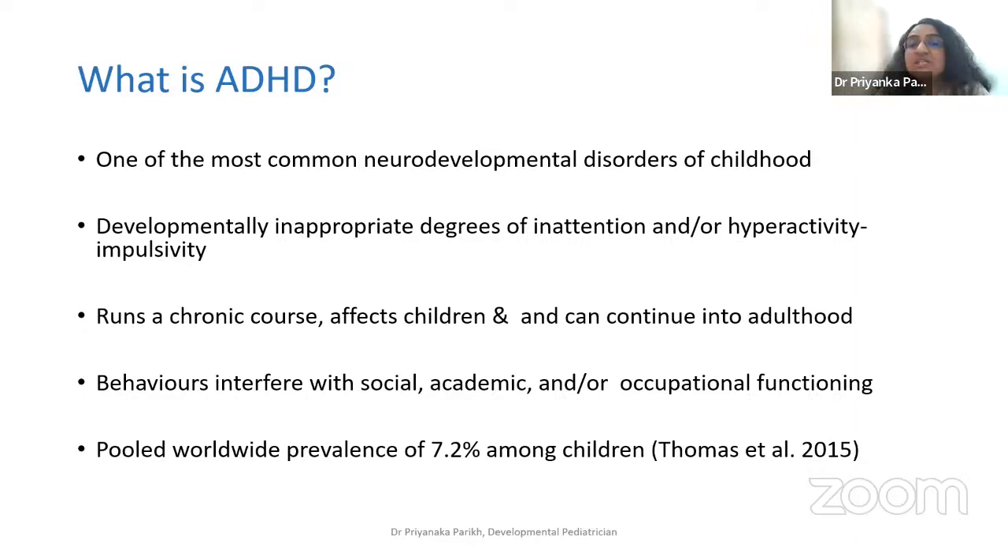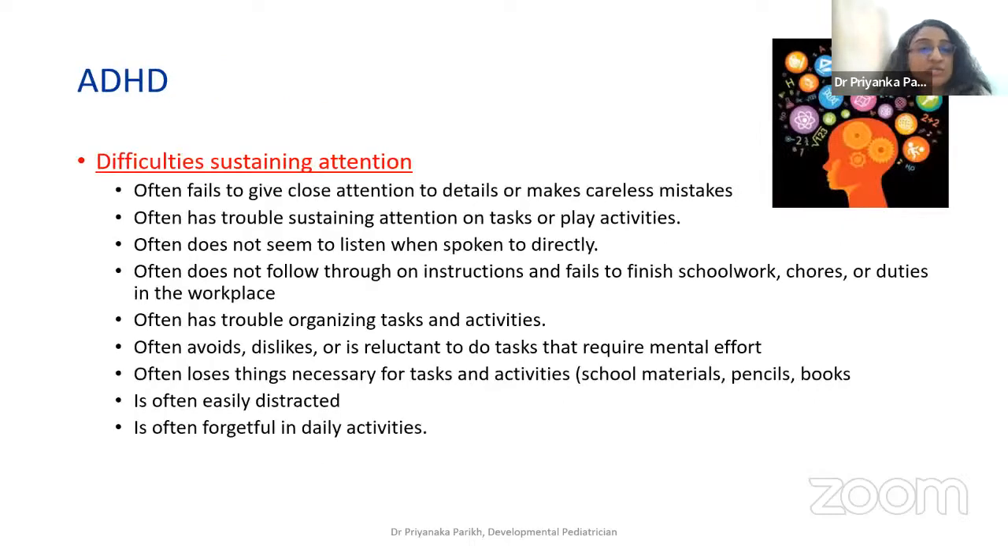There are different criteria to diagnose ADHD. It runs a chronic course; it affects children, but it can also continue into adulthood. It affects not just social and academic performance, but in adolescents and adults it can also affect occupational functioning. So it is very important to identify and intervene early enough. And just like learning disability, it is quite common, seen in 7.2% of children.